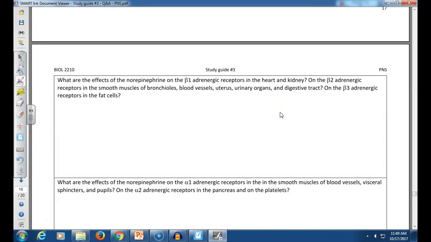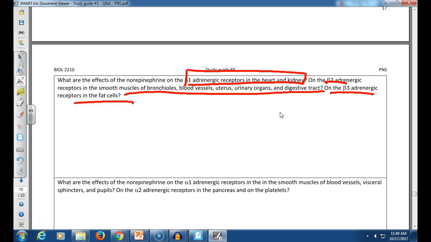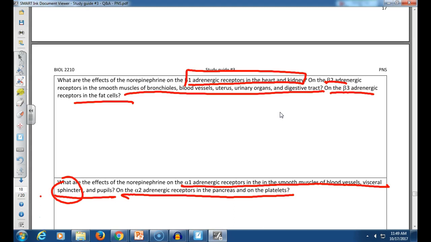Beta-1, stimulation of cardiac activity. Beta-2, dilation of bronchioles and blood vessels. Beta-3, lipolysis. Alpha-1, dilation of pupils, constriction of visceral sphincters. Alpha-2, stimulation of coagulation, inhibition of pancreas.